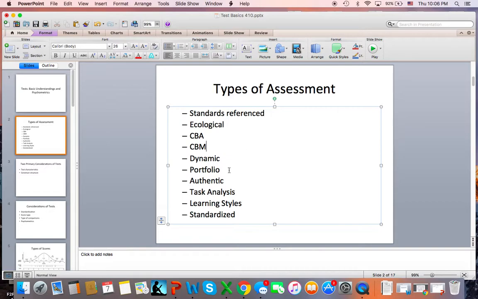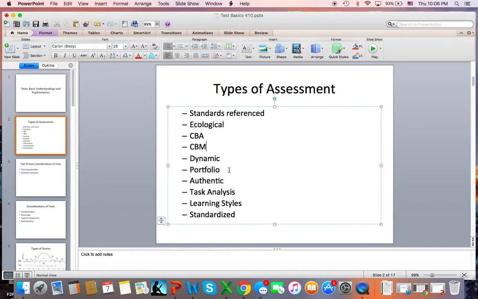Portfolio assessments are just that. It's a collection of different permanent products or different work samples completed by the student. Portfolio assessment can give you some understanding in terms of a CBA, but portfolio assessments in and of themselves tend to be fairly unreliable as far as inter-rater reliability and test-retest sort of measures, and we'll talk about those later on during this presentation.